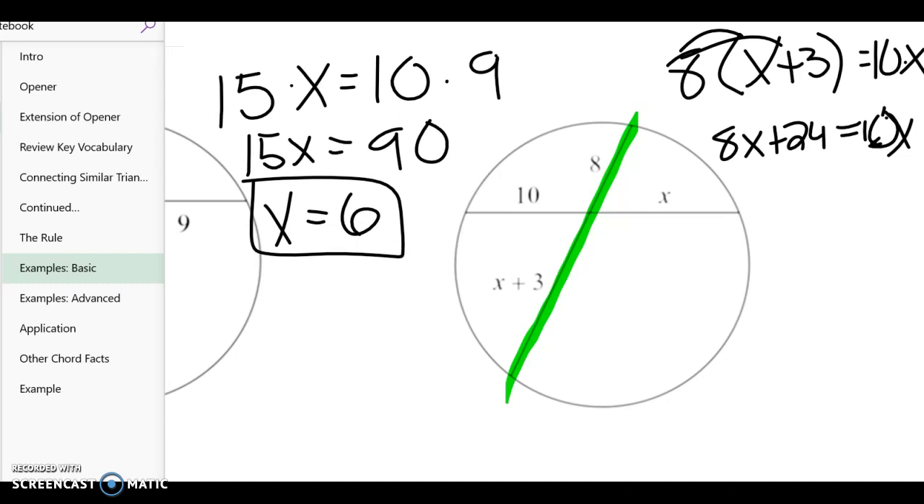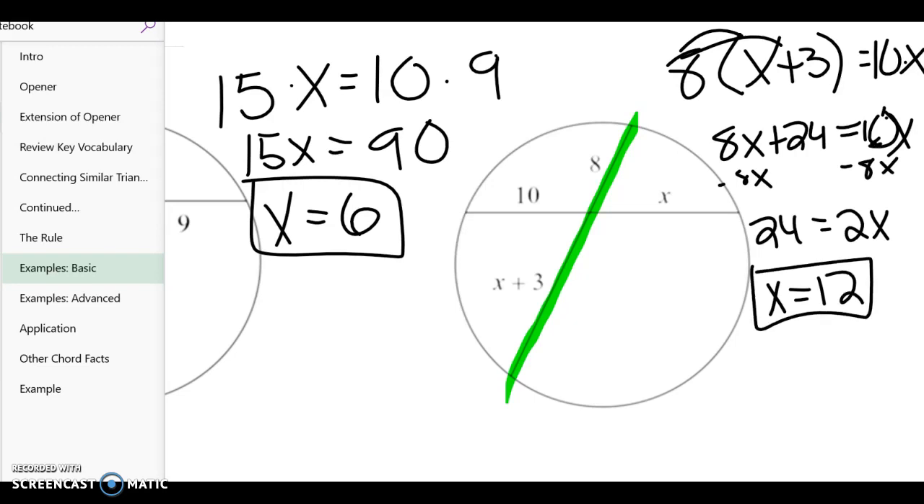Now, I have to get my x's on one side, so the easiest way to do that is to subtract 8x from both sides. So I'm going to have 24 equals 2x. I divide by 2 on both sides, or what times 2 gives me 24? x has got to be 12. And that's it, guys. I'm finding x. So if x is 12, this is 12. And x plus 3, so 12 plus 3, is this length. It's got to be 15.